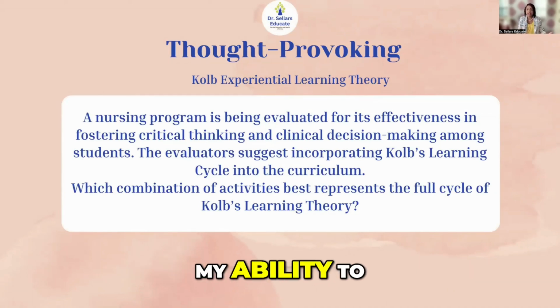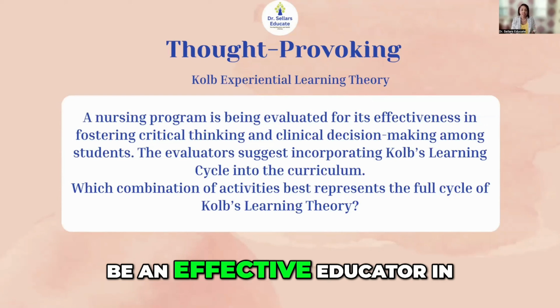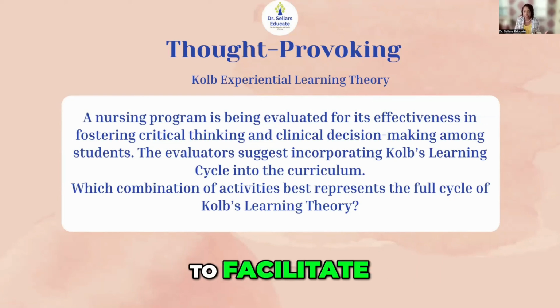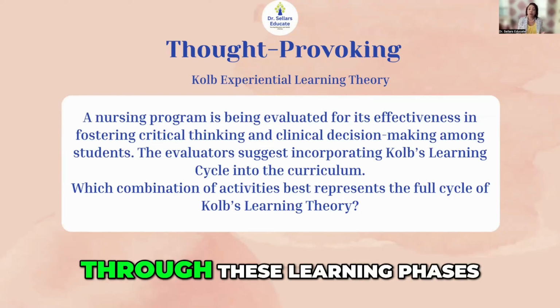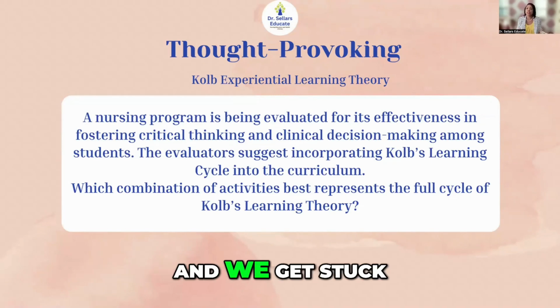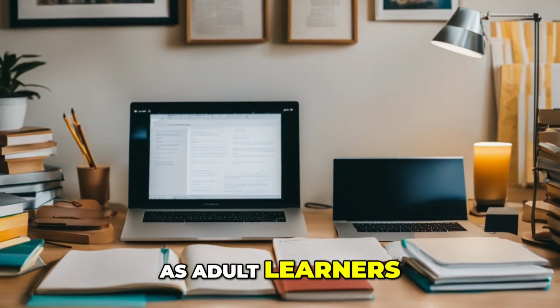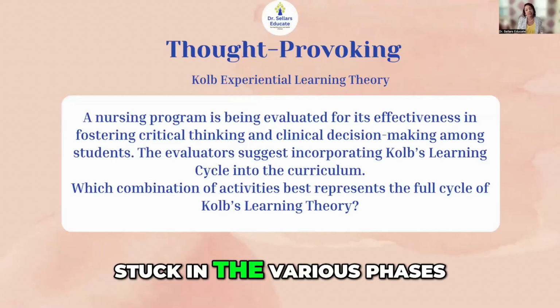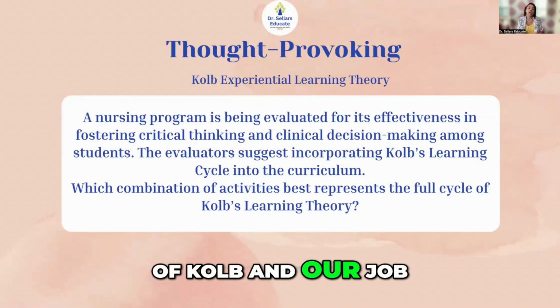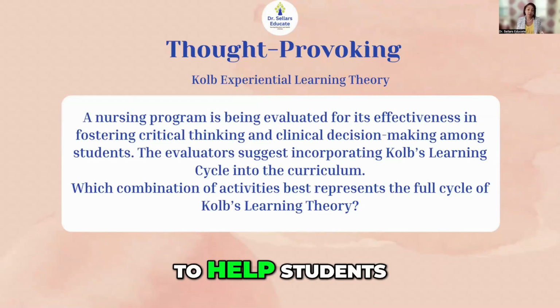So this is why we spend so much time focusing on Kolb and all the learning theories, because competency 1 is my ability to be an effective educator in the classroom, to facilitate and to coach students through these learning phases. And we get stuck. All of us as adult learners, we can easily get stuck in the various phases of Kolb. And our job, our responsibility really is to help students move through all 4 of these phases.